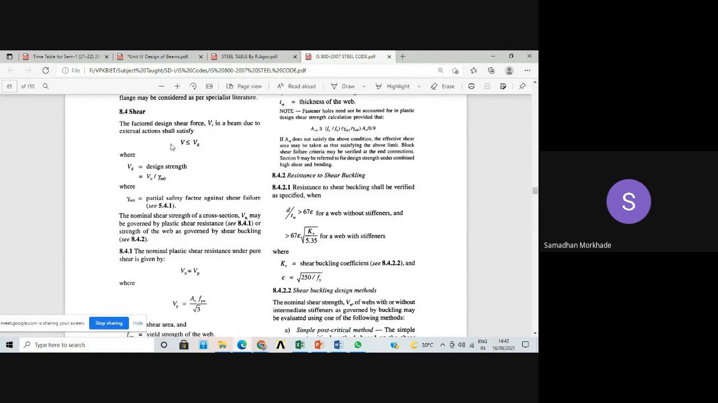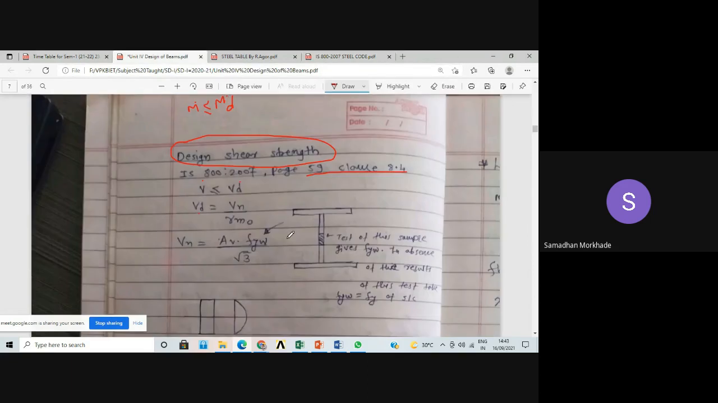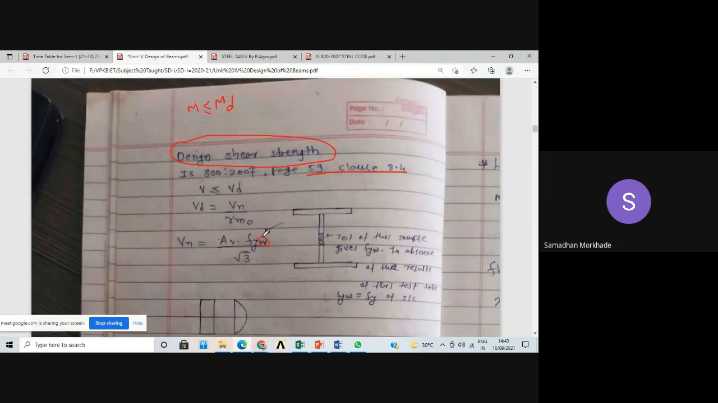Nominal shear and plastic shear are one and the same thing. So Vd is equal to Vn, the nominal shear, divided by the partial safety factor, and nominal shear is equal to Av into fyw by root 3. Av means shear area, V stands for shear, A for area. Why the fyw suffix comes into the picture? Yesterday I explained the reason.